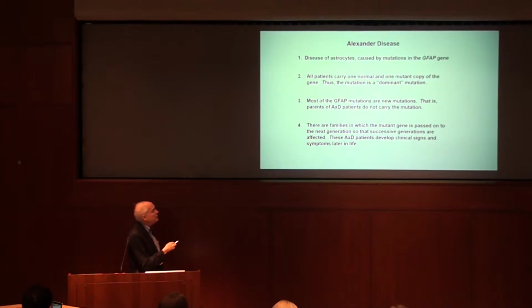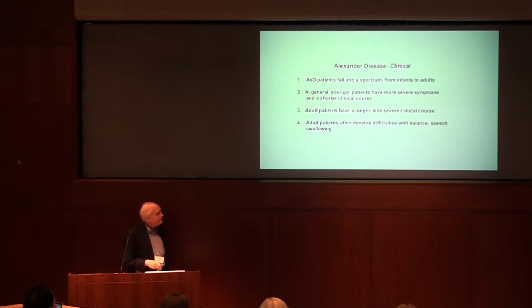However, there are a few families in which the mutant gene can be passed on to the next generation. And the way that's happened is that, as many of you know, there are some people who develop the clinical signs and symptoms of Alexander disease later in life, past their childbearing years. And they're not known to have Alexander disease, and so they have children. And since it's a dominant mutation, there's roughly a 50% chance of passing on the mutant gene to the children. Okay.